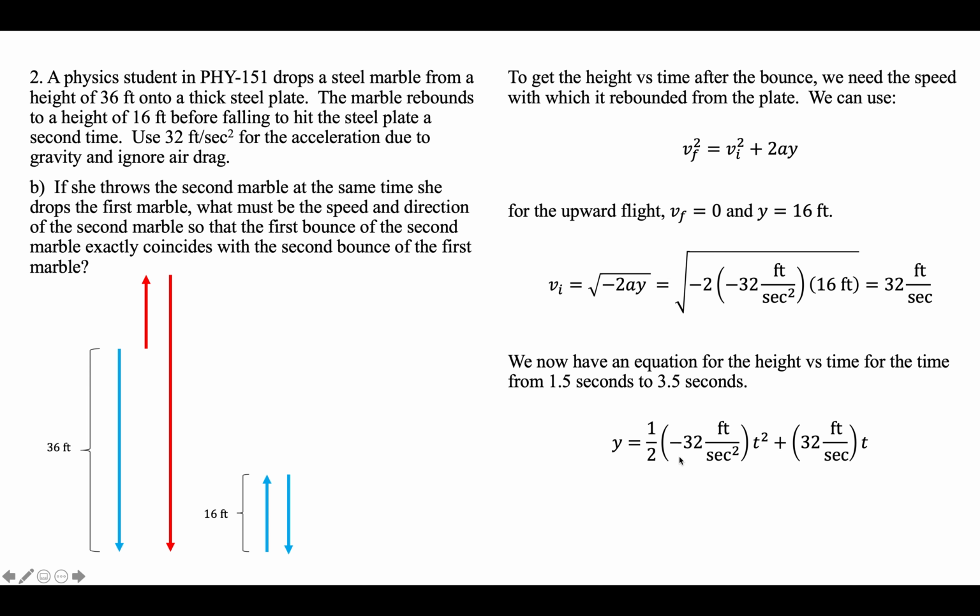Y is 1/2 a, that's the acceleration, t squared, that's the time squared, plus the initial speed, and it started at the bottom. It started at y equals 0. With a graphing program, we can plot it. If you don't have a graphing program, you can plug in some t's here, and then put dots on a piece of paper, and then connect the dots.